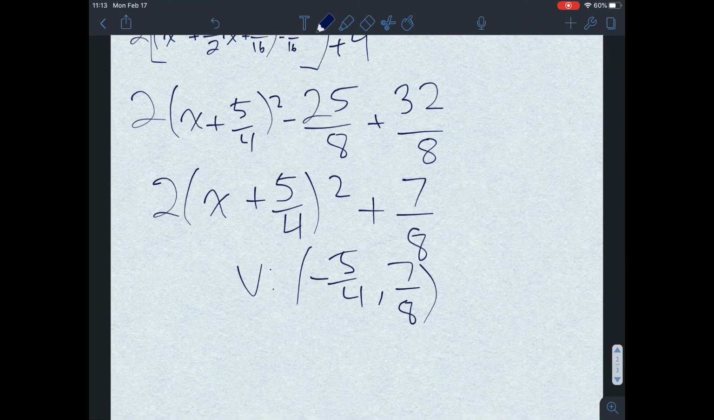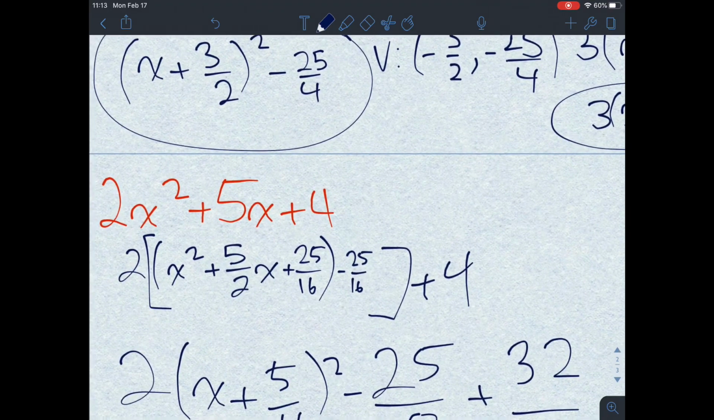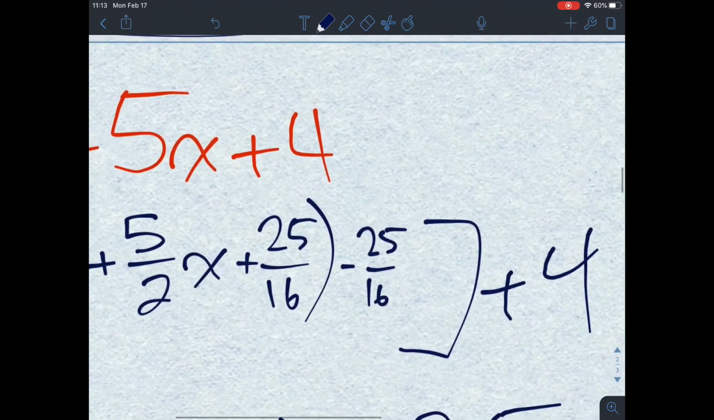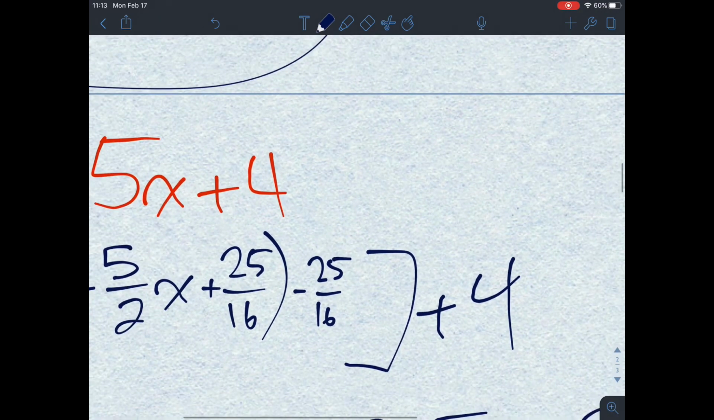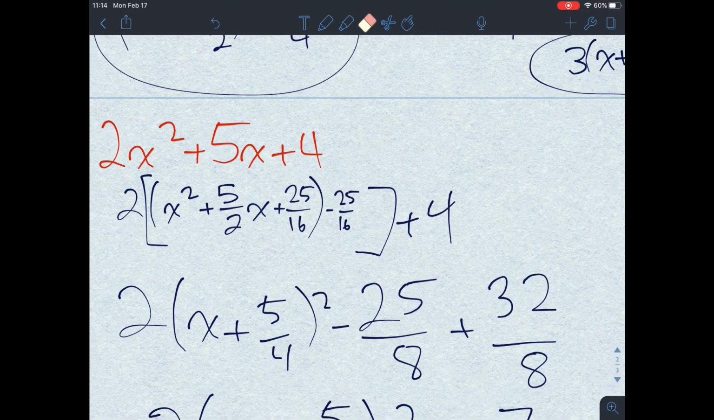But actually, that's not really a great way, because you might want to double check to see if your problem is actually correct. So let me just double check that this whole thing is correct. If you divide 5 by 2, you get 5 over 2, so that's good. And then the square root of 25 over 16 is 5 over 4. And when you add that, you get 10 over 4, which is equal to 5 over 2. And then you subtract 25 over 16, then add 4.